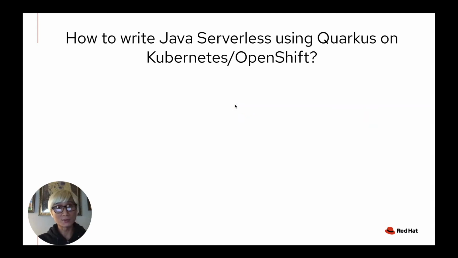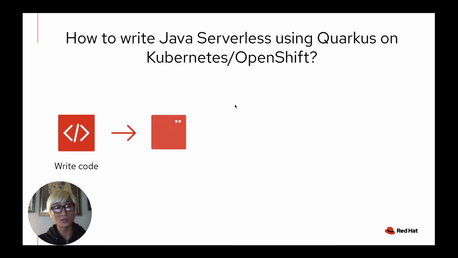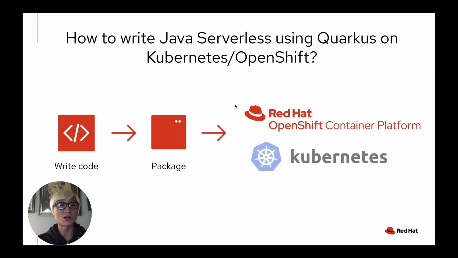How to write a Java serverless application using Quarkus on Kubernetes and OpenShift Container Platform. First of all, write your application code and package your application like a thin jar, and then deploy to OpenShift Container Platform based on a serverless feature like Knative. Behind the scenes, Quarkus allows us to avoid some mandatory tasks such as creating a Dockerfile, building a container image based on that Dockerfile, and creating a Kubernetes manifest file such as a service and deployment, and then you need to run that YAML file.